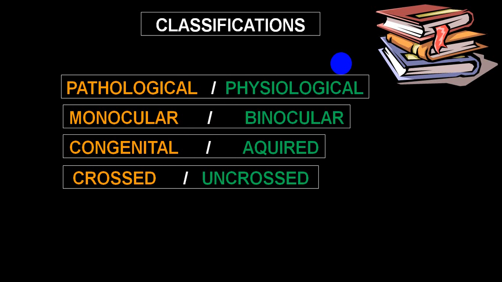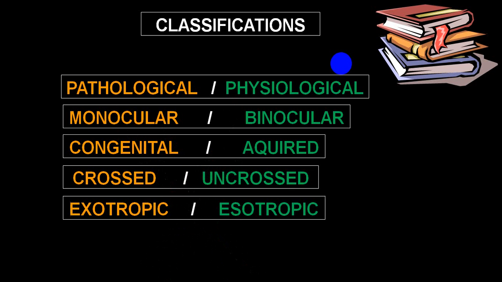It can be crossed and uncrossed depending upon which direction the image is. So if it is on the same side, it is called uncrossed. If it is opposite side, it is called crossed. Also, the word utilized is exotropic, esotropic. Exo means outside and eso means inside.